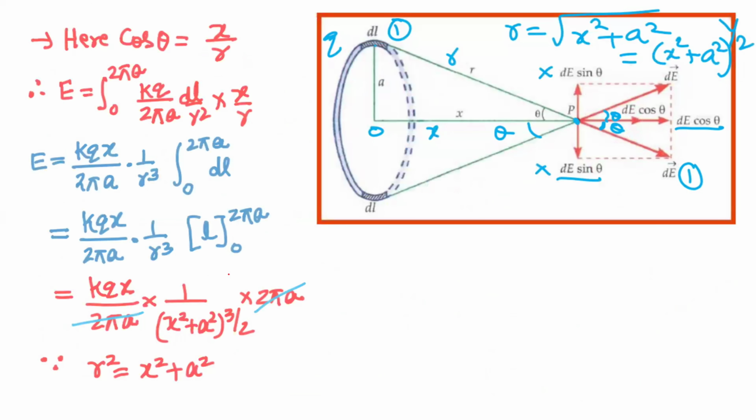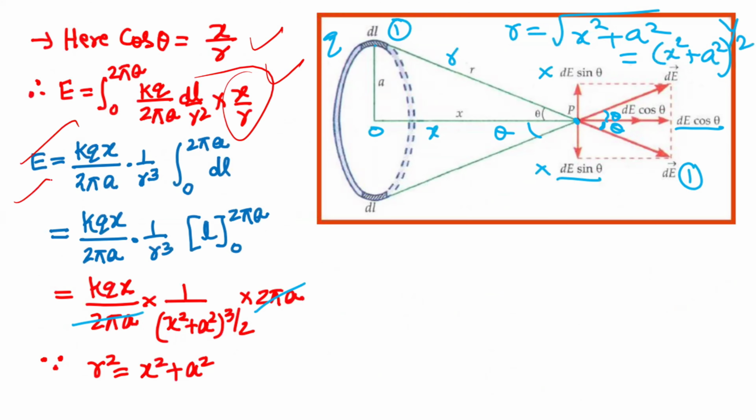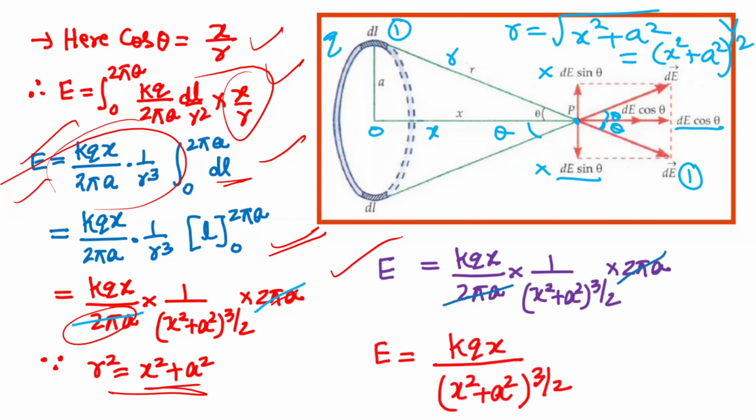Now further, if you are solving this, cos theta is equal to x upon r. So E is equal to integral 0 to 2 pi a of k q upon 2 pi a dl upon r square into x upon r. Putting the value of cos theta, we are getting, and I am simplifying this, k q x upon 2 pi a into 1 upon r cube integral 0 to 2 pi a of dl, because constant quantities we have to take outside the integral. If you are solving this and cutting the proper terms, suppose this 2 pi a will cancel out each other, and r square is equal to x square plus a square, we have already seen. So E becomes k times qx upon (x square plus a square) to the power 3/2.